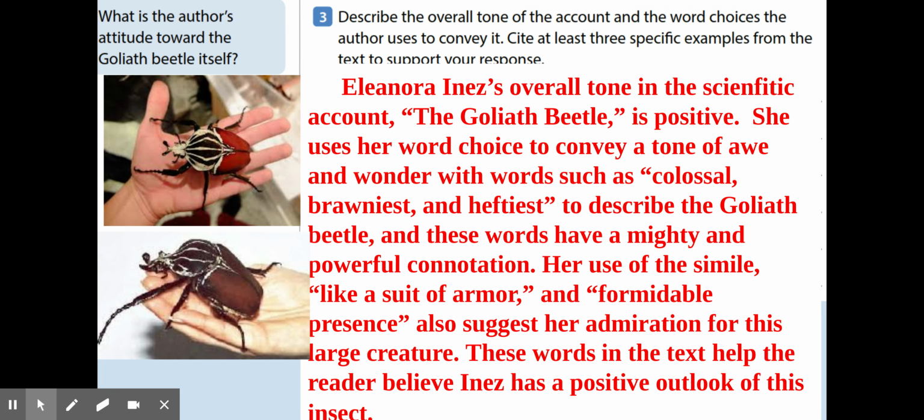And these words have a mighty and powerful connotation. Her use of the simile, like a suit of armor and formidable presence, also suggests her admiration for this large creature. These words in the text help the reader believe Inez has a positive outlook of this insect. I should have said, therefore, these words. That would have been better, but I didn't.